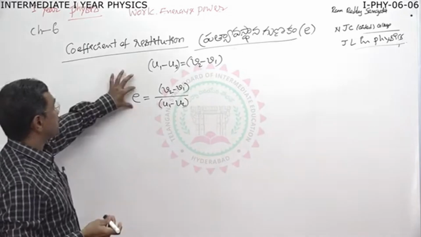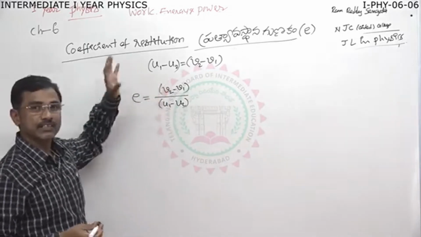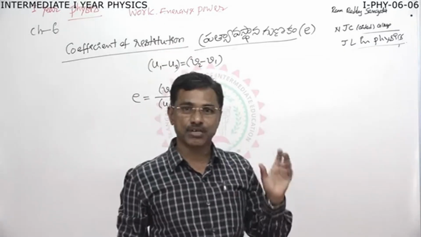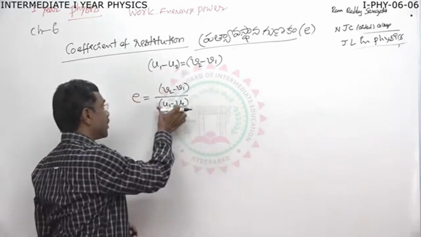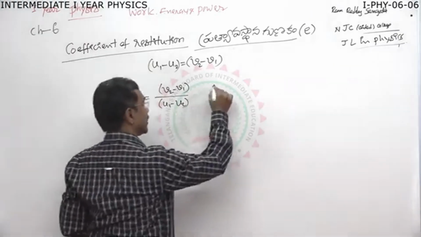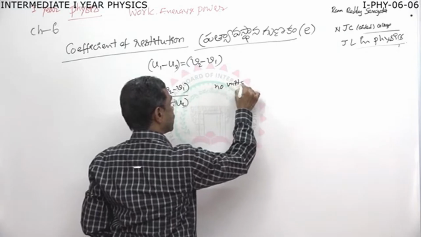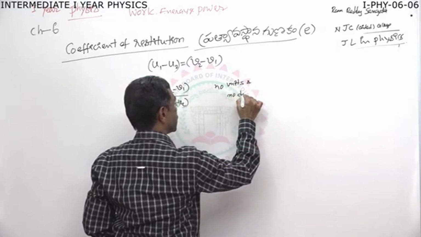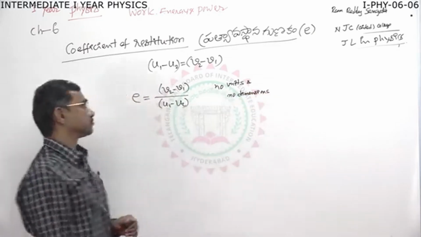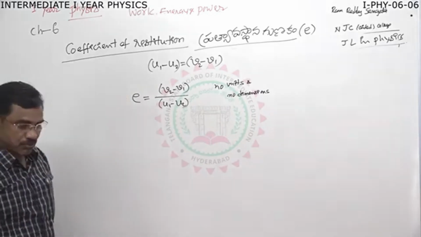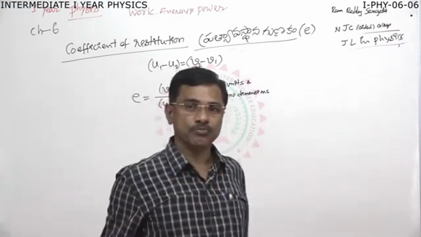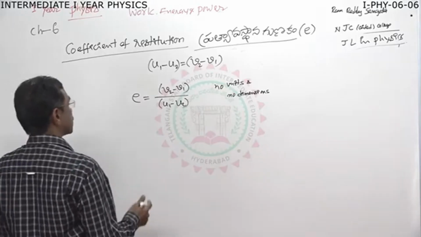The coefficient of restitution is defined as the ratio of relative velocity of separation after collision to the relative velocity of approach before collision. It is the ratio of relative velocities, so it has no units and no dimensions. It is simply a number, like 1, 2, 3, 0. No units, no dimensions. So very simple. The ratio of relative velocity of separation after collision to the relative velocity of approach before collision is called the coefficient of restitution.